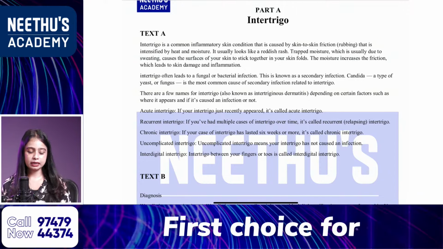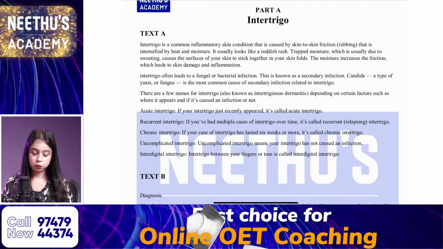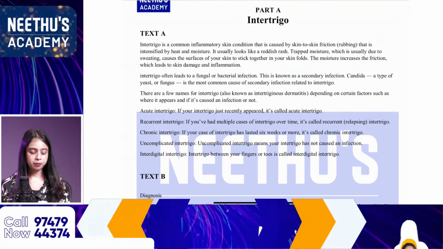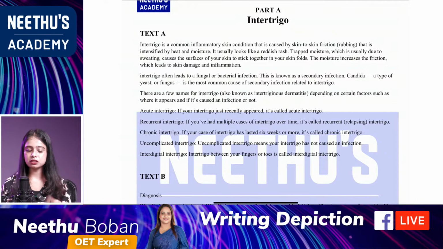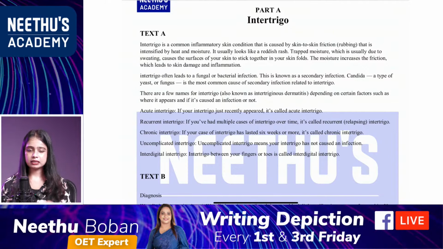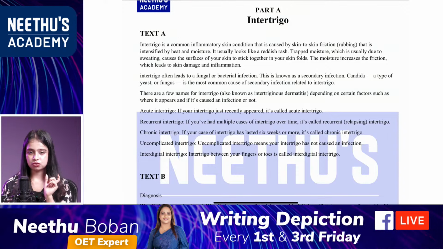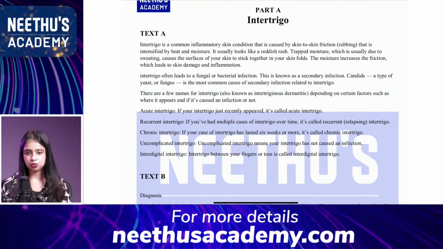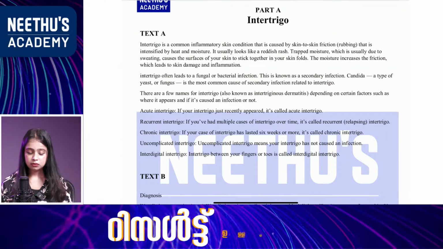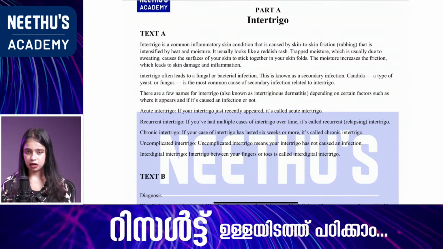Yes, quick reading and searching important words. Very good, excellent. Very good, Shiny. Yes, fast reading. So skimming means fast reading, and scanning means searching. Searching means not just randomly searching; we are searching for important words. So let's do skimming and scanning now.